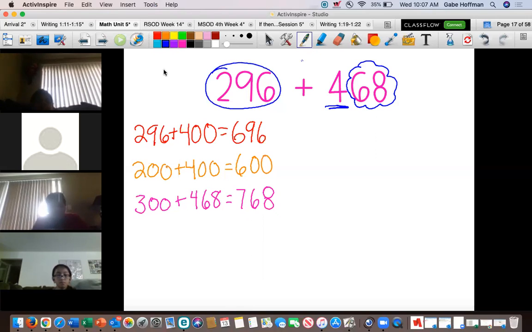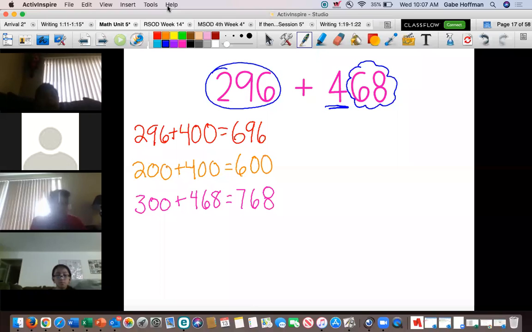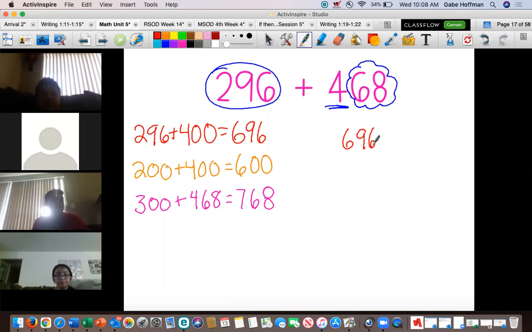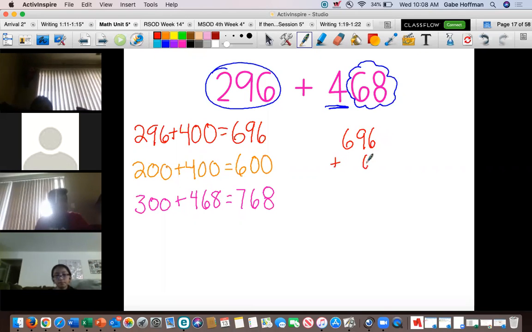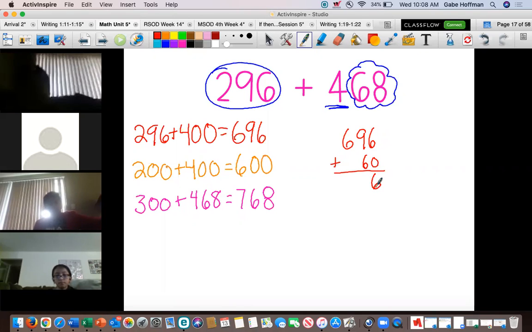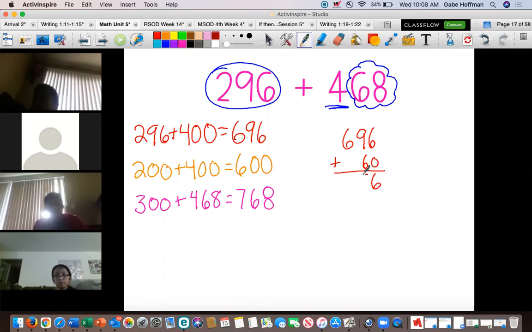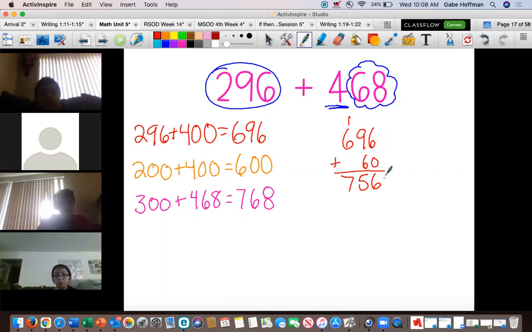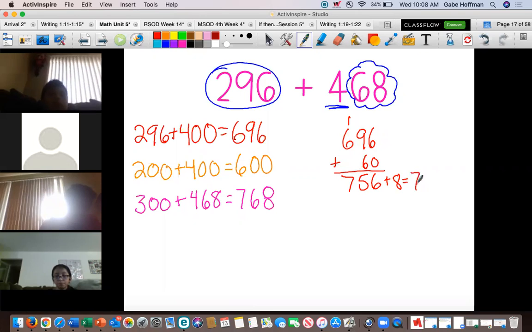So I think the way I like to do that is just add the 60 and 8 one at a time. So I'm going to say 696, I'm going to add in my 60. 6 ones plus 0 ones is 6. I go and I do 9 tens plus 6 tens. I get 15 tens. And I have 756. Then I'm going to add in my 8 more. And that gets me to 764.